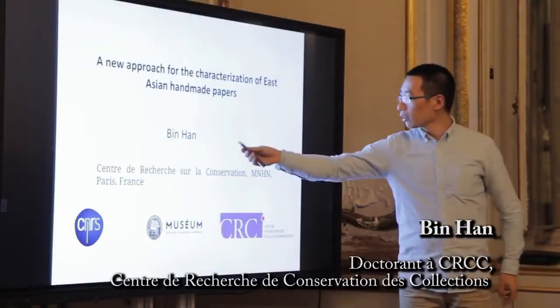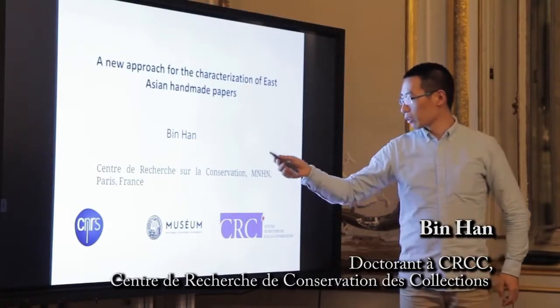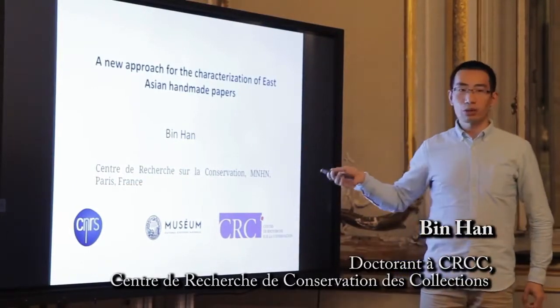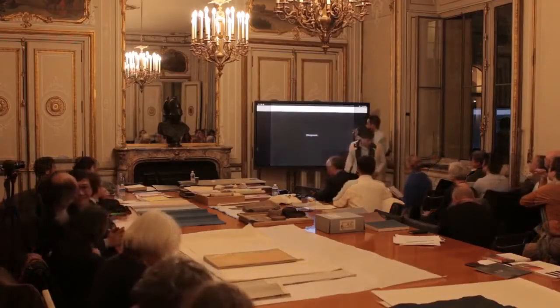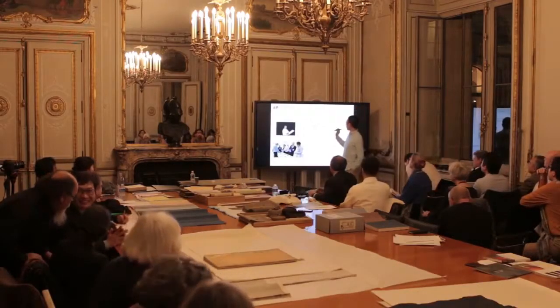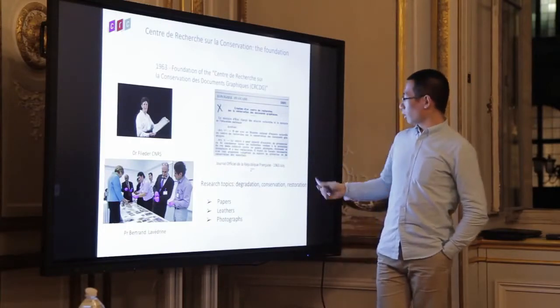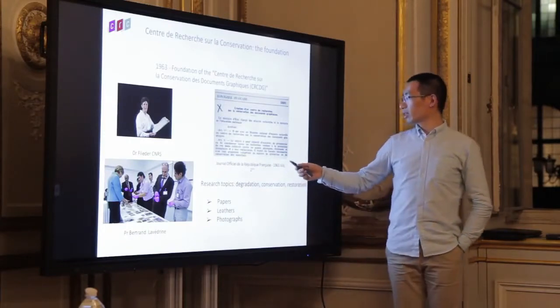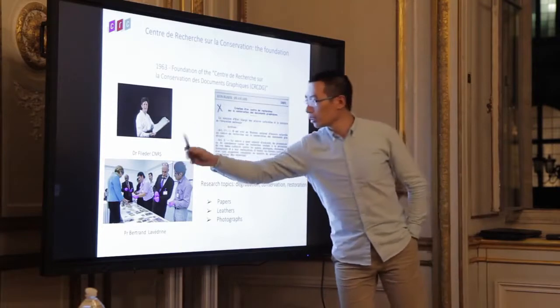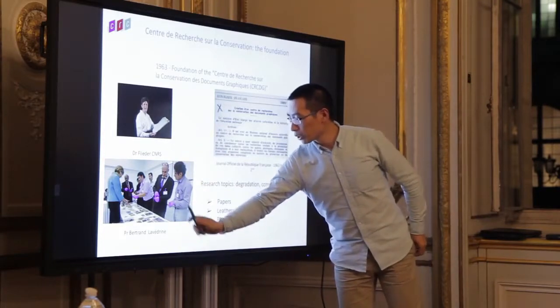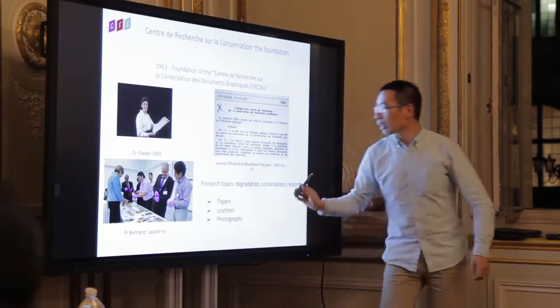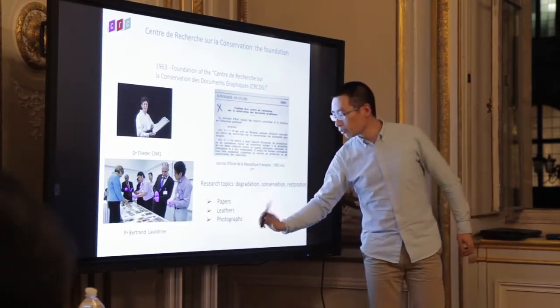My name is Han Bin. I am from the Center of Research on Conservation at the Natural History Museum of Paris. The lab was created in 1963 by Dr. Philippe, and now the director is Bertrand Lubantry, with research on paper, leather, and photographs.